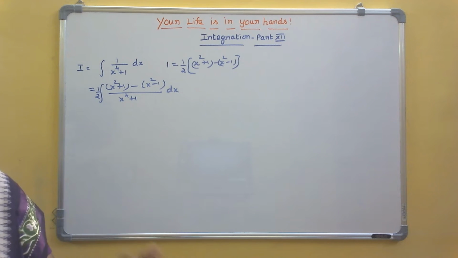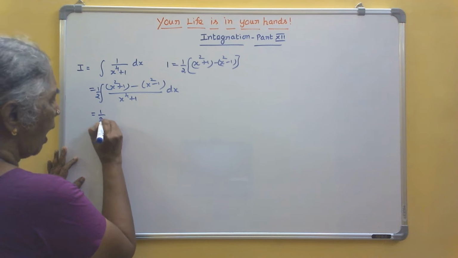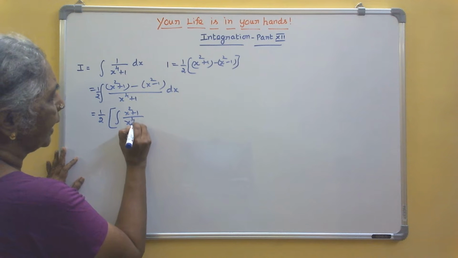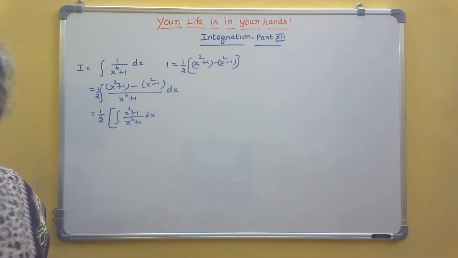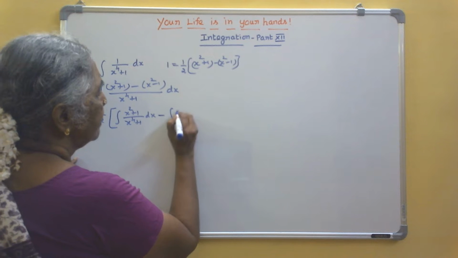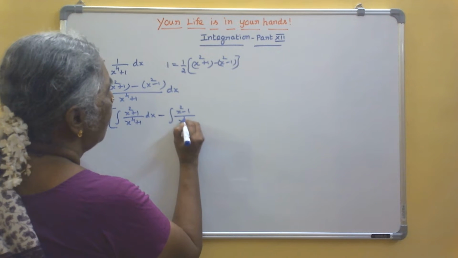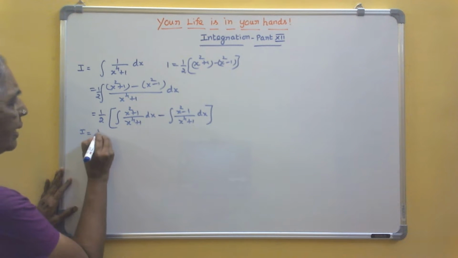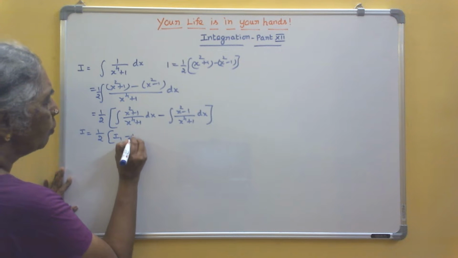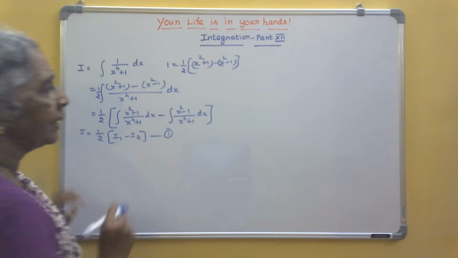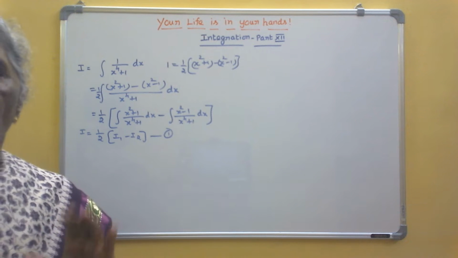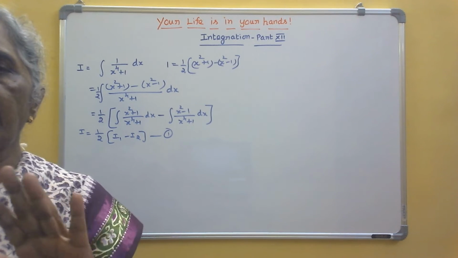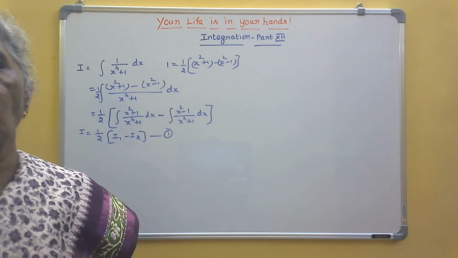You split it into two integrals now. You will be getting half bracket integral x squared plus 1 by x power 4 plus 1 dx, minus integral x squared minus 1 by x power 4 plus 1 dx. So I can write it as I is equal to half into I1 minus I2. Call this step 1. So what we have done: the 1 in the numerator you are writing like this, then you are splitting it into two integrals, taking the half common out.